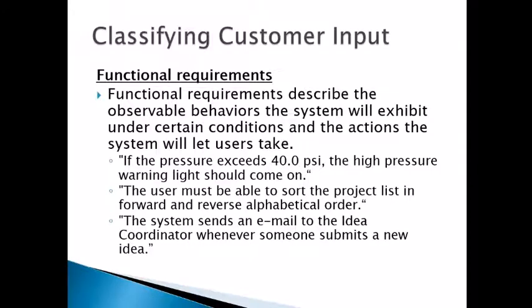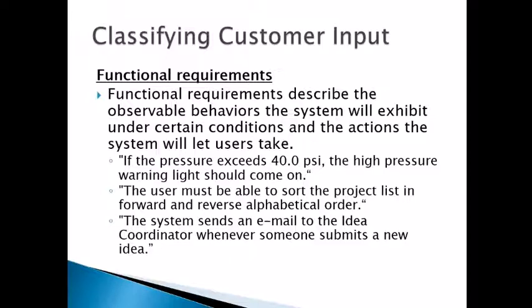The functional requirements describe the observable behaviors of the system that it will exhibit under certain conditions and the actions that the system will let users take. Functional requirements describe how the system will behave when the user interacts with the system. Okay. If the user inserted the card, then in response to the card, how that ATM machine will behave is that it then asks you for the pin code. So that asking for the pin code is a part of the functional requirement.